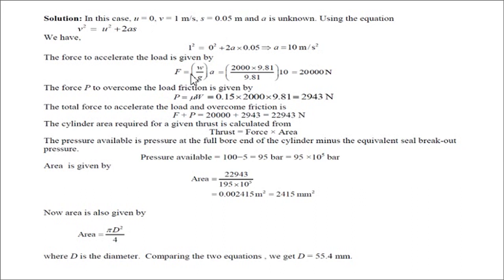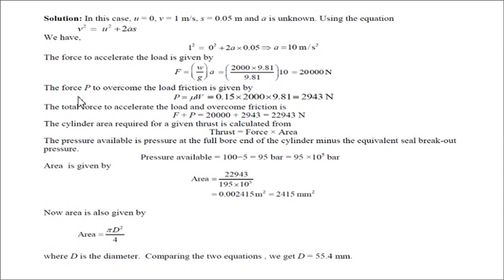So F is equal to mass into acceleration. The mass is given by 2000 into 9.81 divided by 9.81, into 10. So this will give us a total force, which comes to around 20,000 Newton for the block.